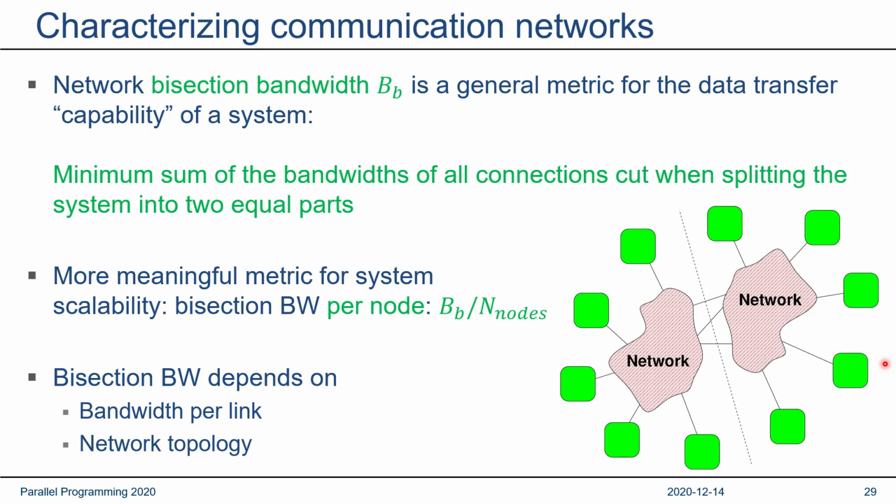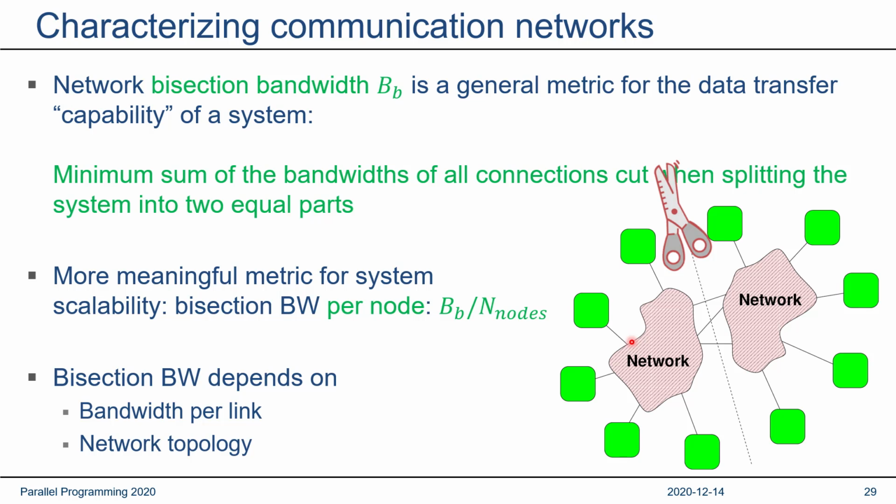How do we get it? We cut the network in two halves, hopefully equal parts, and we cut it in a way that cuts the least number of inter-group connections. So we cut it in a way that whatever bandwidth accumulates over these cut connections is the minimum possible bandwidth, but still the two halves should be as equal as possible. So we cut it and we count the accumulated bandwidth of all the connections cut. And this is the bisection bandwidth.